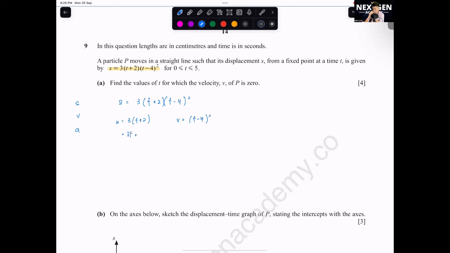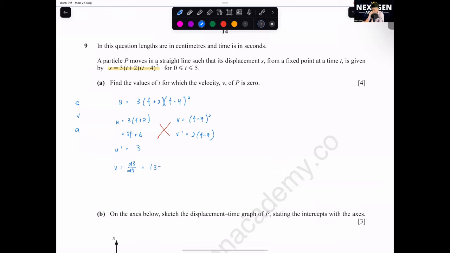Okay, this one, right? 3t plus 6. This one, V prime, 2 bracket, t minus 4. U prime is equal to 3. Okay, cross multiply it, you will get your V. This one don't get confused. V over here is ds over dt, not the V on top.